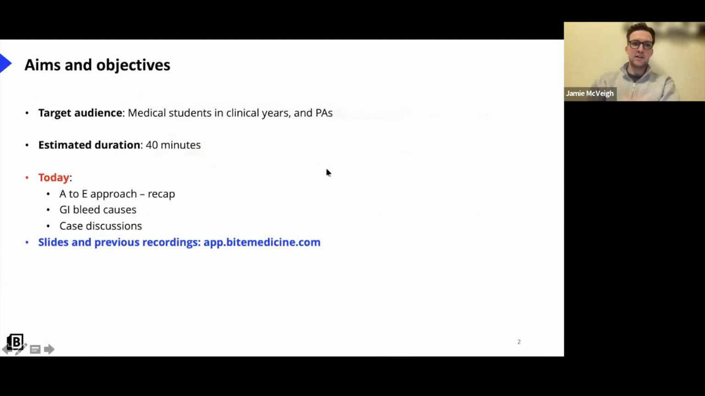Right, let's start. So A to E approach, we'll go through the causes of GI bleeds, both upper and lower GI bleeds, and differentiating between the two, and then we'll just go through some cases.